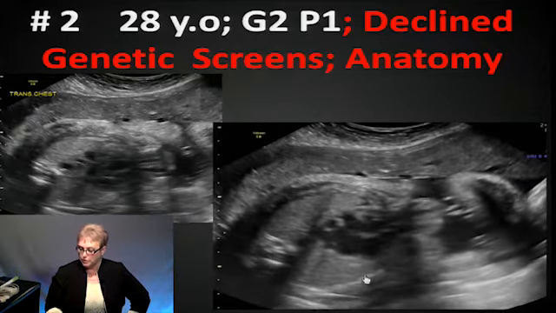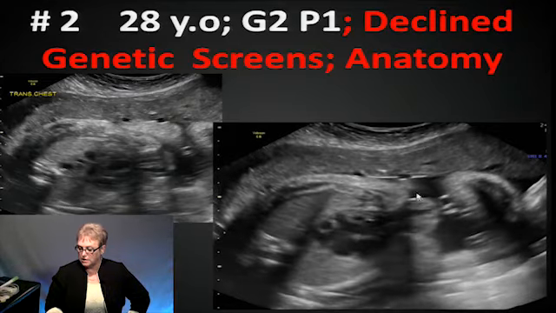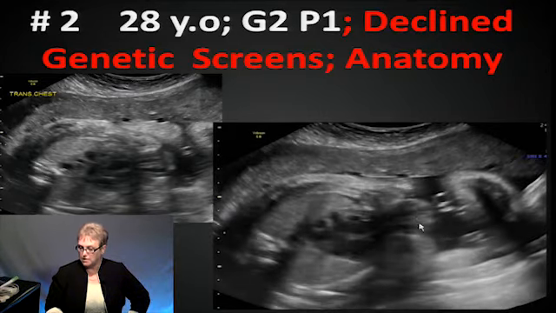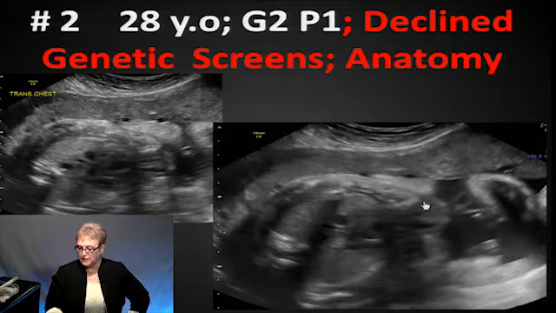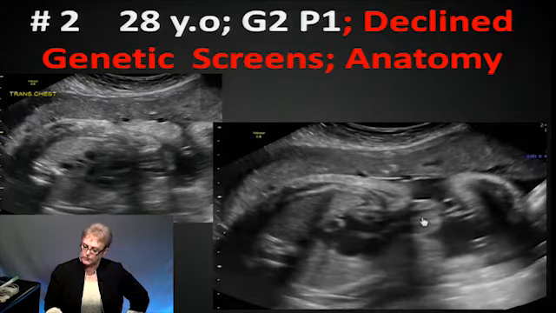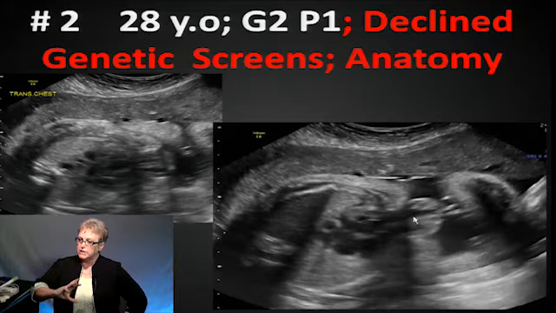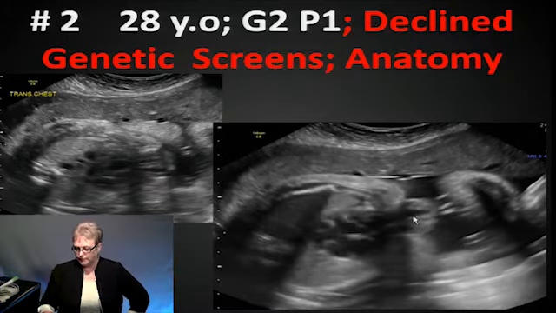So as we're looking here, what do we see? See this little anterior defect here? So this is looking at the area of the sternum, and it looks like the heart is pushing right out of the chest.